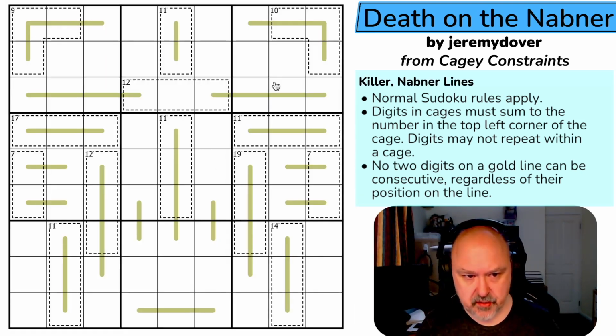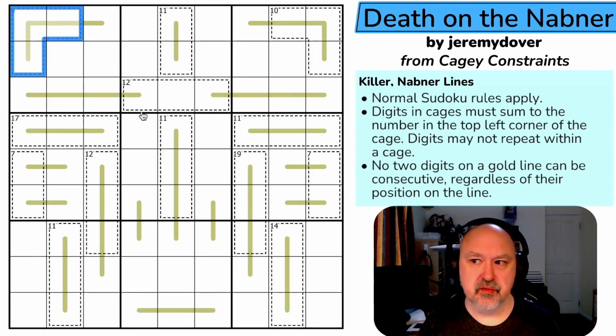Okay, so how do we do a 9 cage with no consecutive digits? I think this has to be 1, 3... No, hang on. Yeah, 1, 3, 5. I think this has to be 1, 3, 5, because how can you make a 9 cage? If I don't use a 1, it's 2, 3, 4, and 2, 3, 4 are all consecutive, because none of these digits can be consecutive with each other. There is consecutiveness there, so that doesn't work.